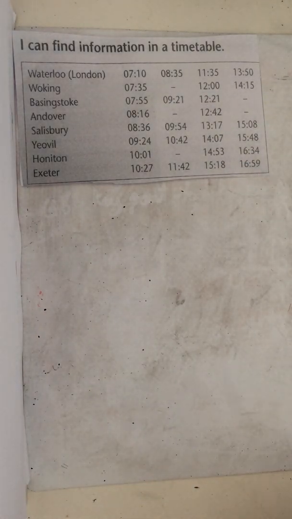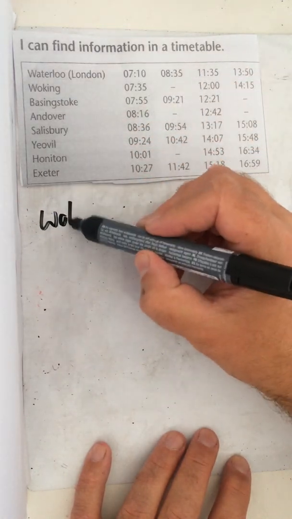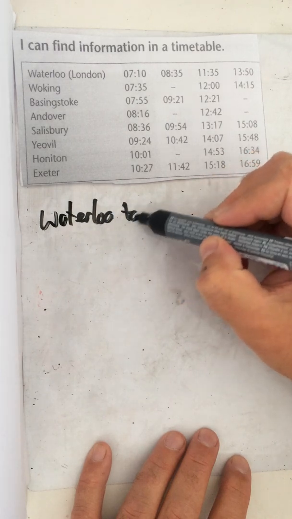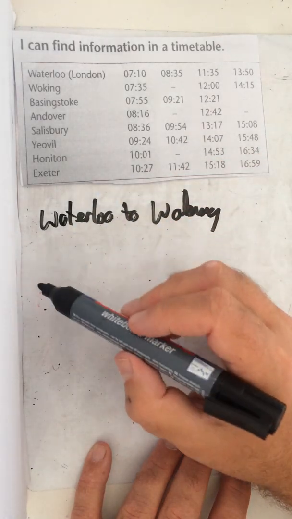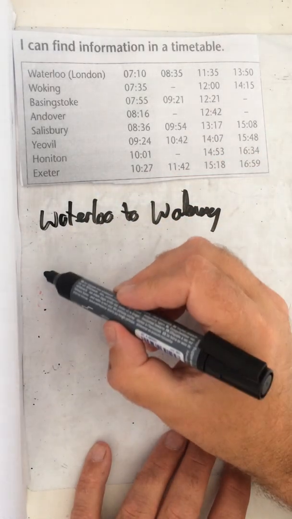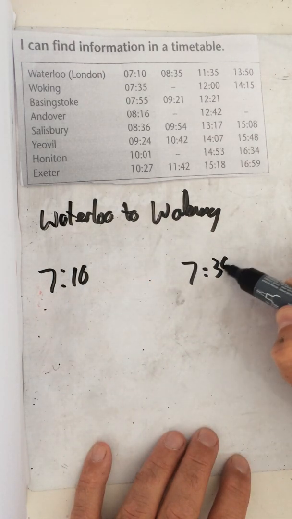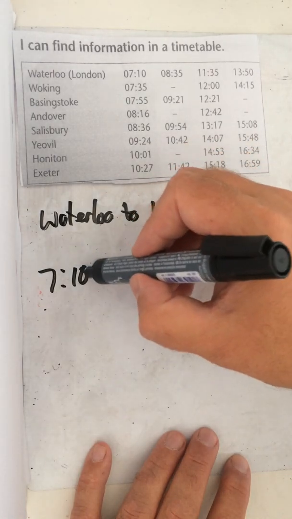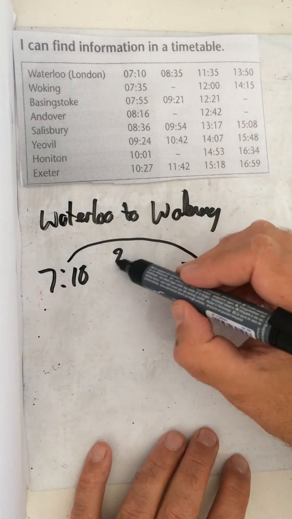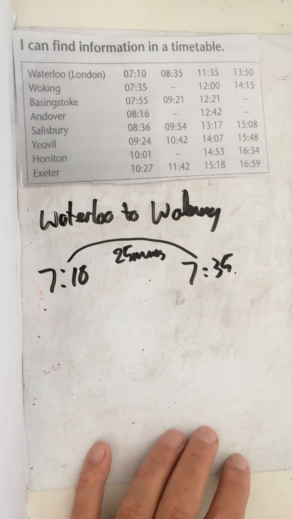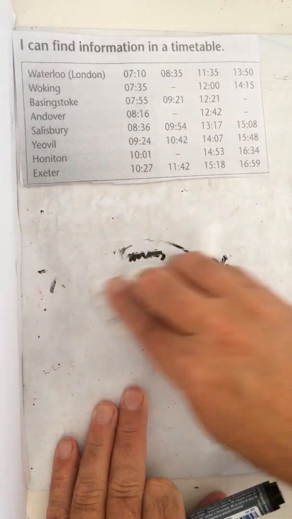So let's just do a few questions. How long does it take to go from Waterloo on the 7:10, Waterloo to Woking, okay? So a nice easy one to start off with. If you can work it out yourself if you want, but let's have a look. It leaves at 7:10, okay? It's getting there at 7:35, and this is where we do the jumps, isn't it? And actually we can do one nice big jump there. So from 10 to 35 is 25 minutes. So it takes 25 minutes to get from Waterloo to Woking, okay? And that's how you're going to do it, through jumps.